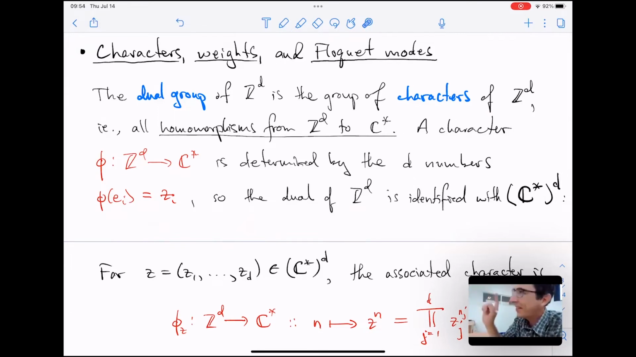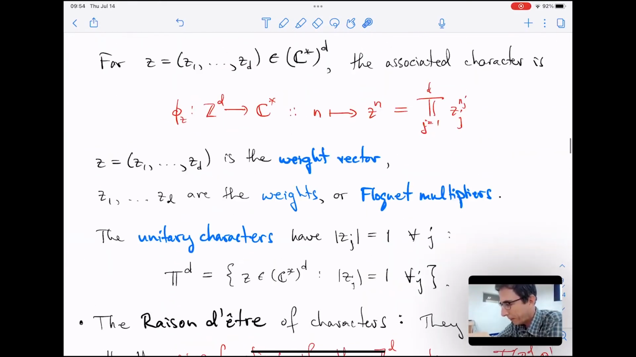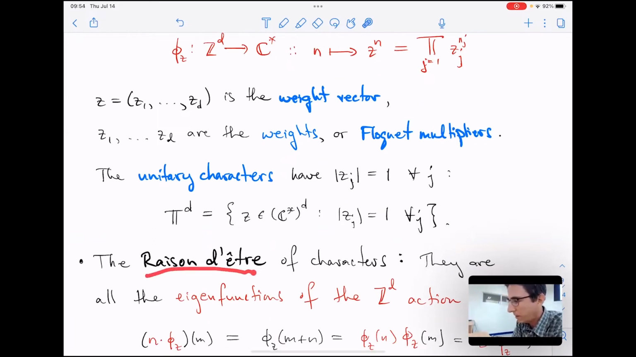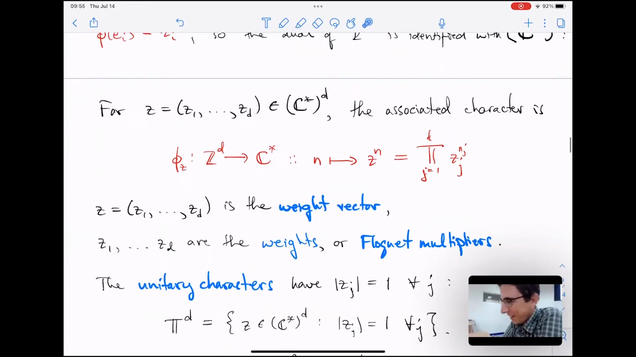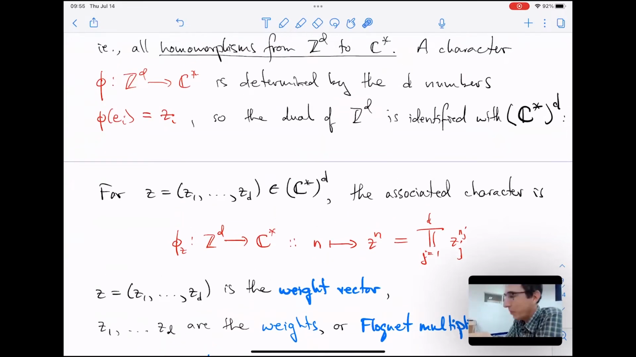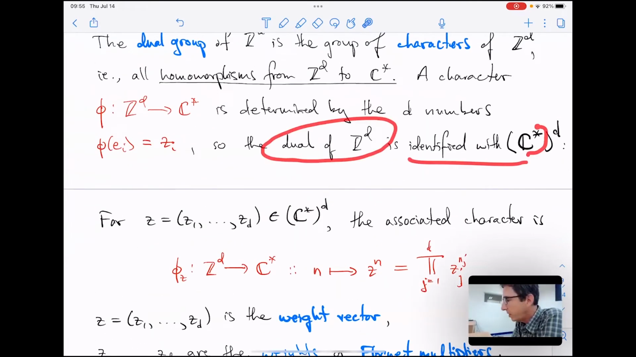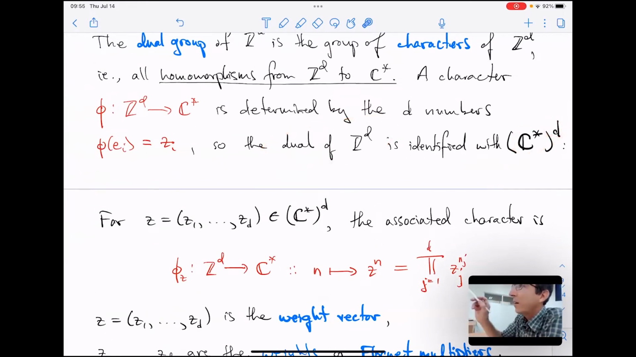So this is going to be very interesting for you in just a second, when we get to the raison d'être of characters. This is the reason for their existence. It's a little arrogant to say that in general, but I think in this context, it is the reason for their existence. So therefore the dual is identified with C* to the D power. Any homomorphism, any character is determined by D different numbers in C*, and so the dual of Z^D is identified with (C*)^D, all the characters.